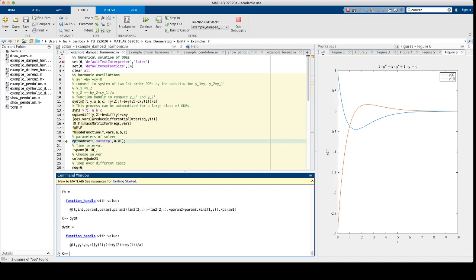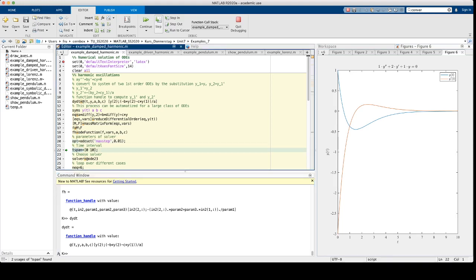The function handle dy dt also depends on 5 variables. So if you compare the two function handles, t corresponds to t, y corresponds to in2, and a, b, c correspond to param 1, param 2, param 3. Apart from the change in notation, these two function handles do exactly the same thing. So we can pass either of them to the solver.